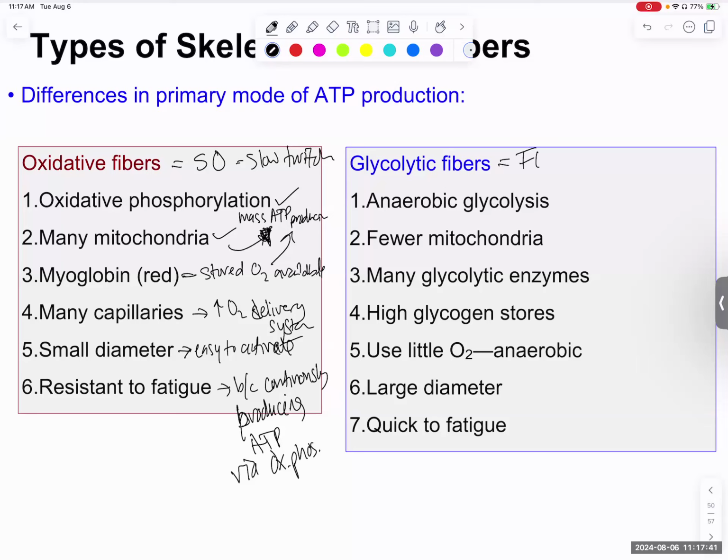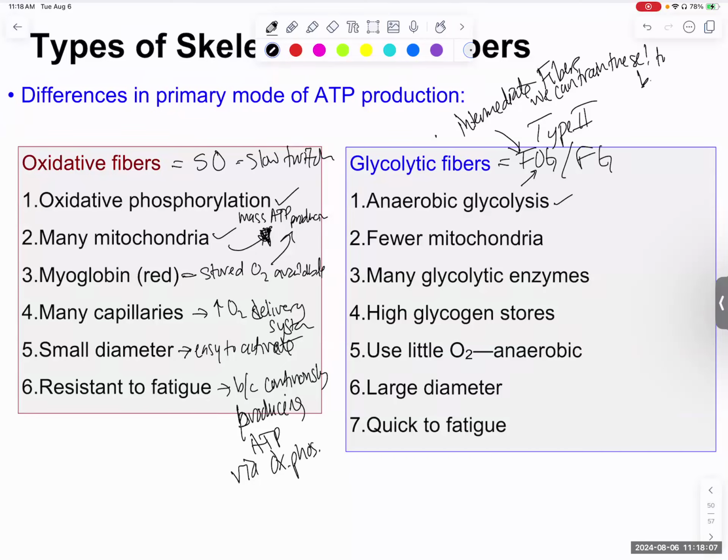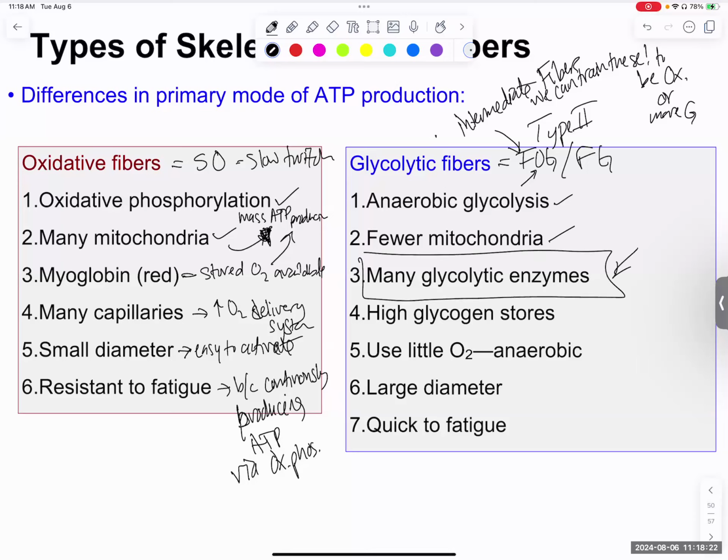Glycolytic fibers, these can be your fast oxidative glycolytic or fast glycolytic. These are your type 2s. They do anaerobic glycolysis. They can be trained to do oxidative phosphorylation. These really are your intermediate fibers. We can train these to be more oxidative or more glycolytic. Not a lot of mitochondria. They're not producing ATP via oxidative phosphorylation, but they do have a lot of glycolytic enzymes.